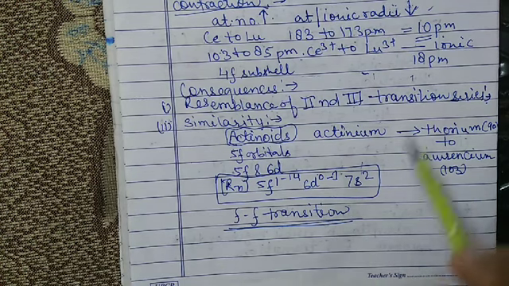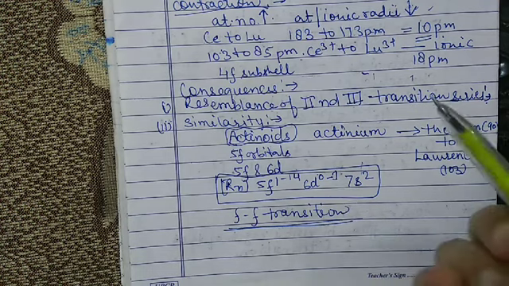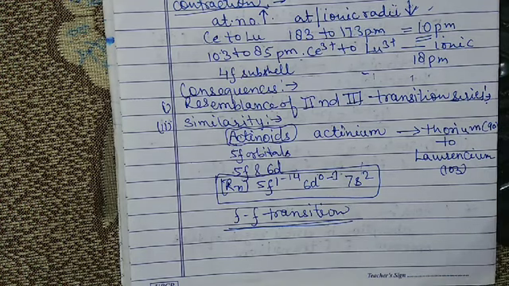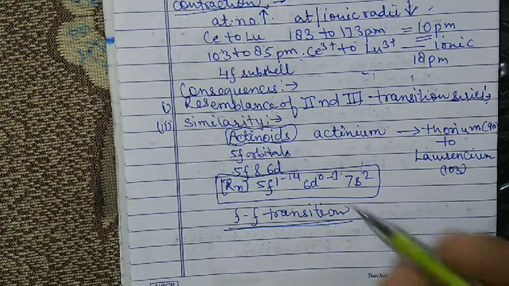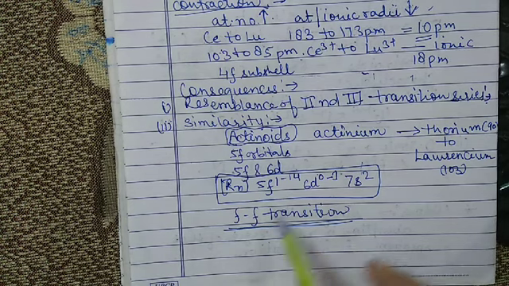Most of the actinoid ions are paramagnetic. Paramagnetic means they have unpaired electrons. That's why they are paramagnetic, because they contain unpaired electrons, and we know very well that when there are unpaired electrons, such an element or compound shows paramagnetic behavior.